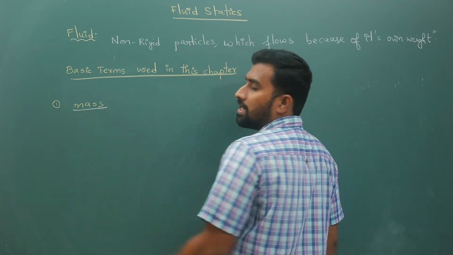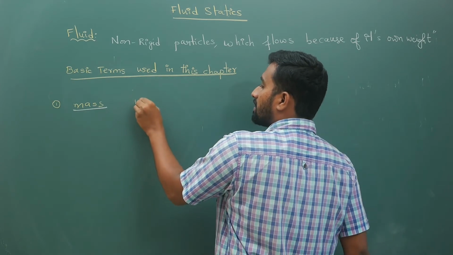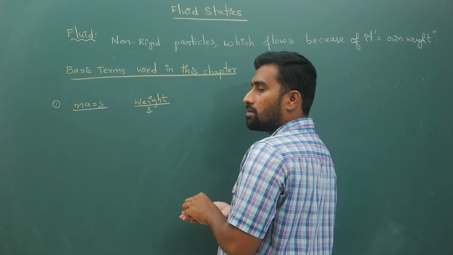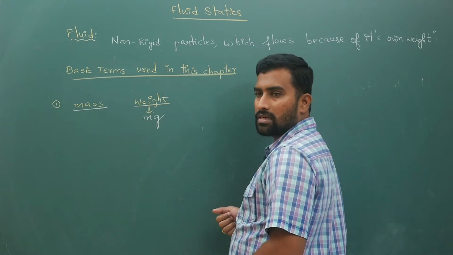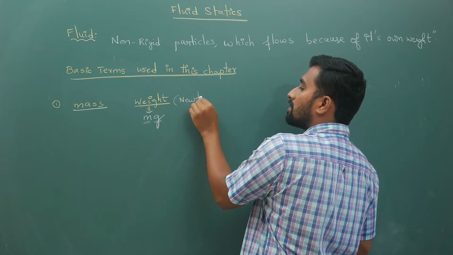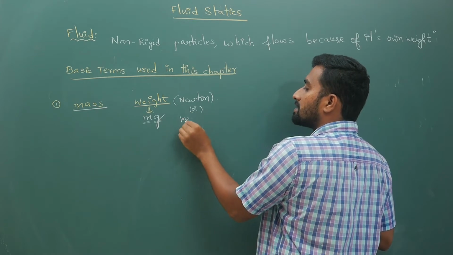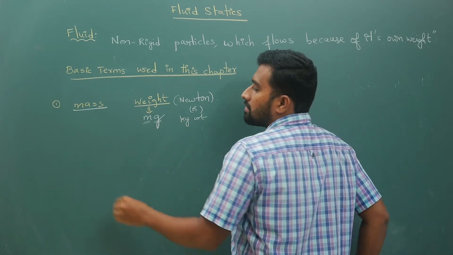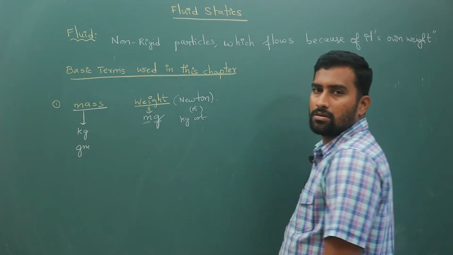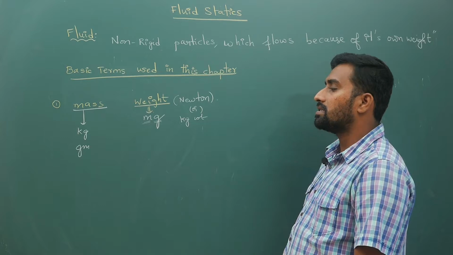Now mass and weight are both different. Weight is gravitational force, mg, mass times acceleration due to gravity, and its unit is Newton. Another unit for weight is kg weight. Whereas for mass, the SI unit is kg and the CGS unit is grams.